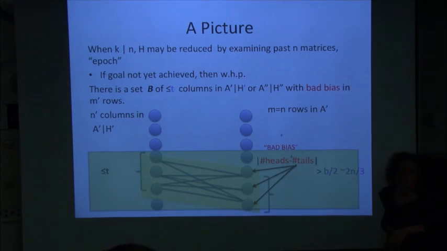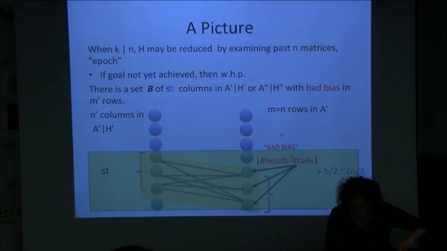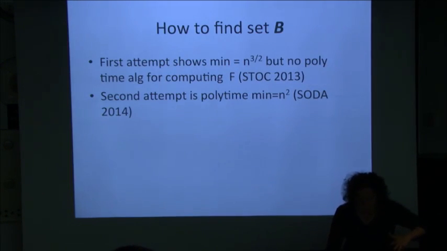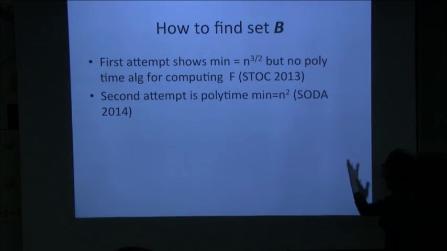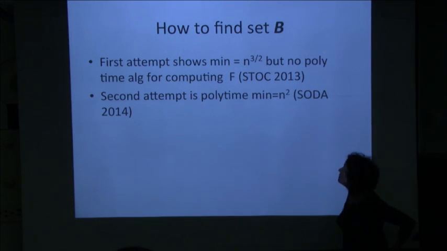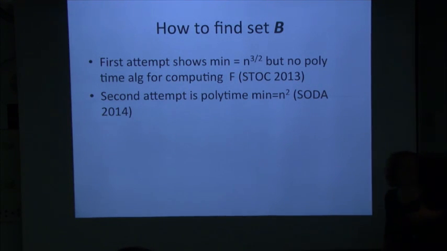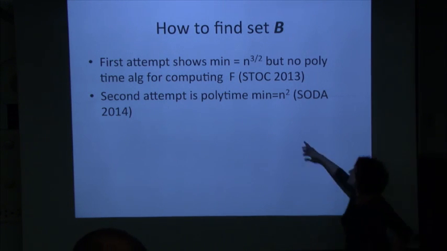So that's how I started looking at Plante-Clique, and I started looking at flow problems, trying to solve this problem. And we didn't see how to do it. We spent a few months on this. The first attempt was in STOC, and we just showed that there was an n to the 3/2 algorithm, but we didn't have a polynomial time algorithm for computing f. The second attempt, we knew there was a sort of heavy clique there, but we didn't know how to find it. The second attempt is polynomial time, but we increased this.